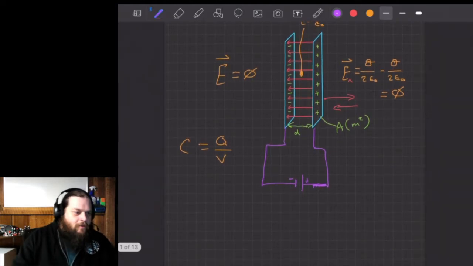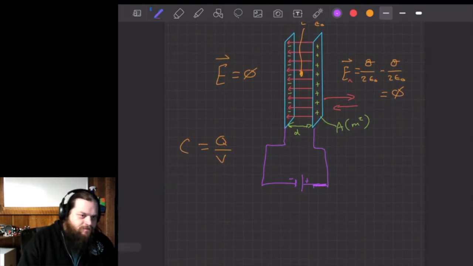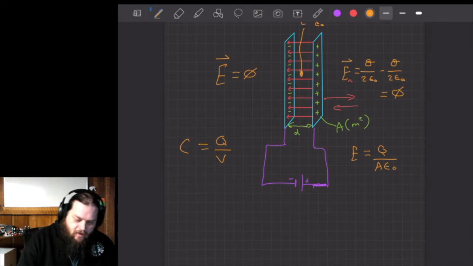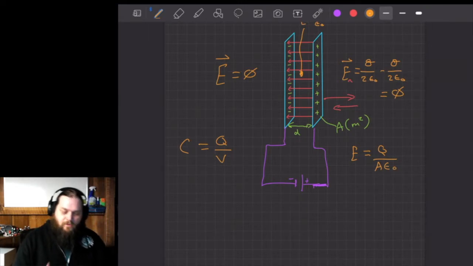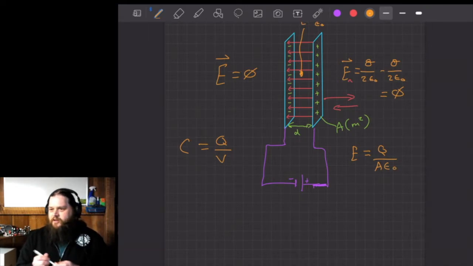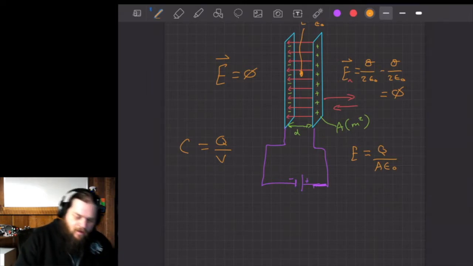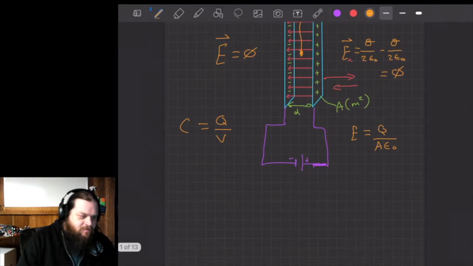But if we remember that this electric field is also going to be equal to Q divided by A epsilon naught in this case, because that sigma is the charge density of those plates. So plugging in the charge density for that gives us that Q over A value. So we can then rearrange that equation here.